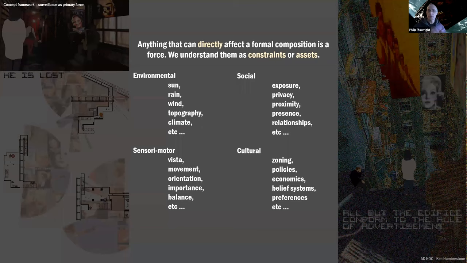Ultimately we have a whole series of forces that we operate, and we actually have to think about these forces as types of information. We have environmental forces, sensory motor forces, social forces, cultural forces. If we don't think about each one as information, and about how that information affects a formal response, we have a really hard time resolving our architectural design. And this gives us a lot of access to really good decision making. It gives us a lot of clarity in the ability to communicate things to other people as well.